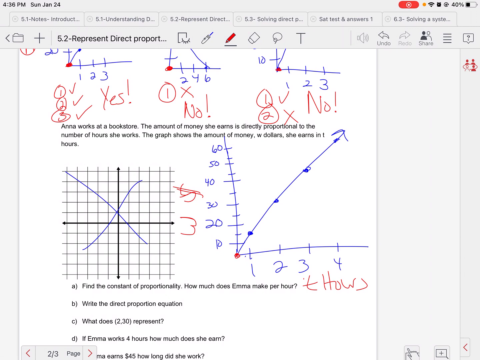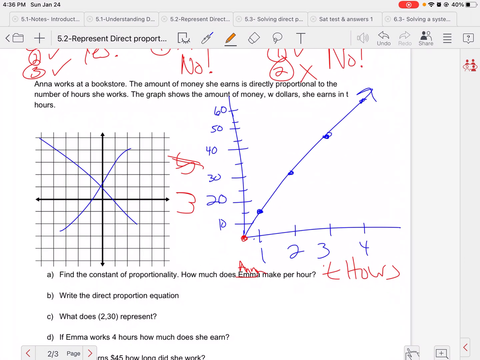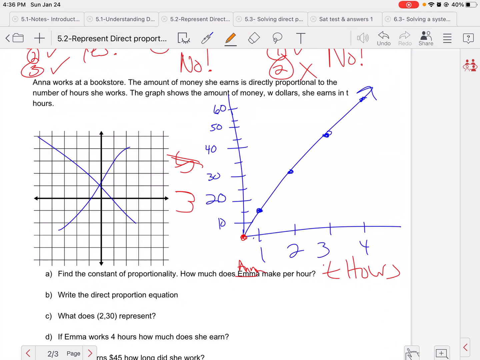Okay, so it says find the constant of proportionality of how much Anna makes per hour. Now again, we talked about this a minute ago. What do we want to know? How much the constant of proportionality is, because that's how much she makes in 1 hour. We're going to look at where x is 1. Well, where x is 1, y is 15. So my constant of proportionality is 15.